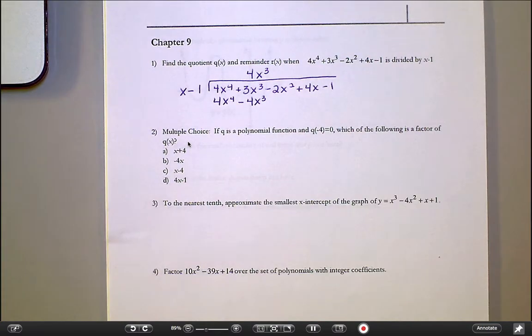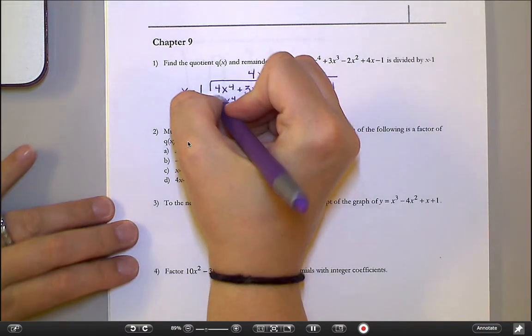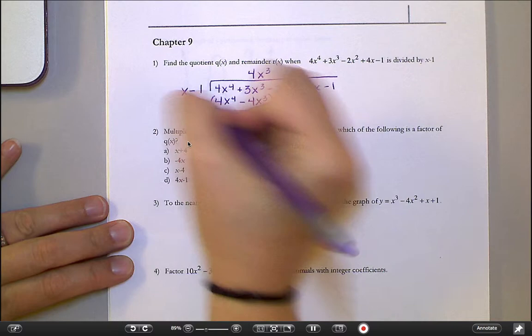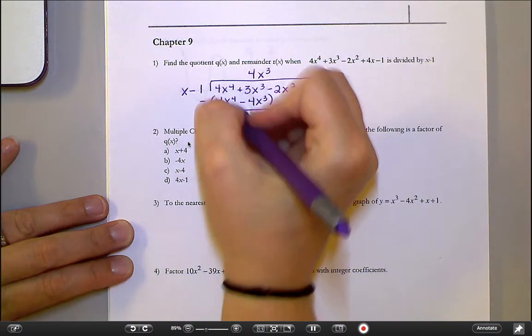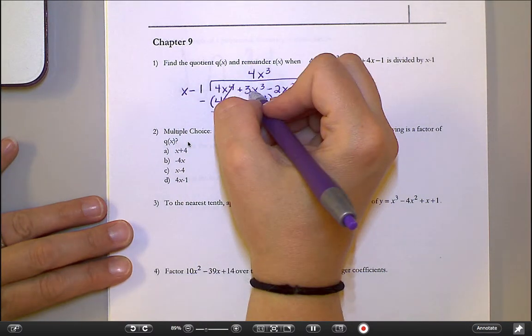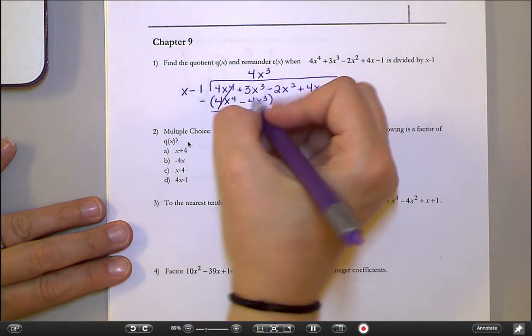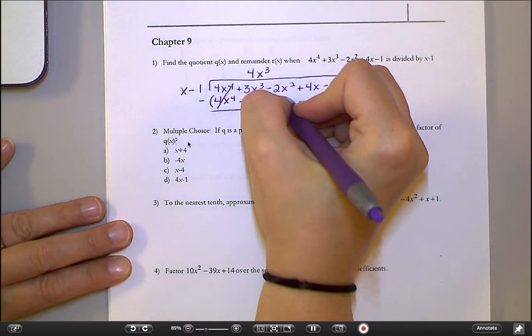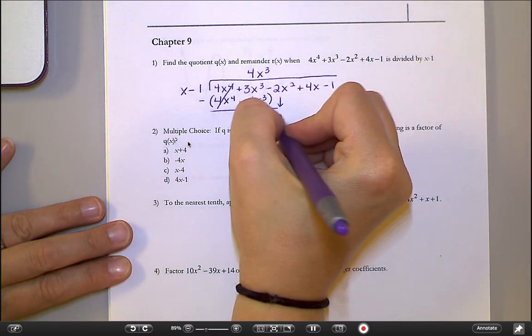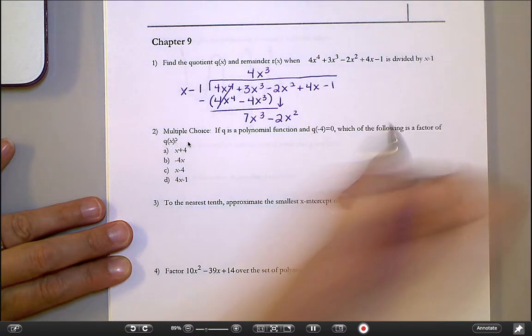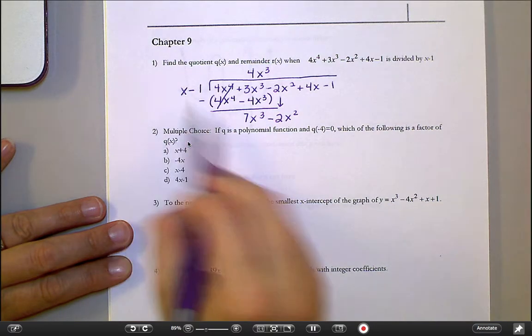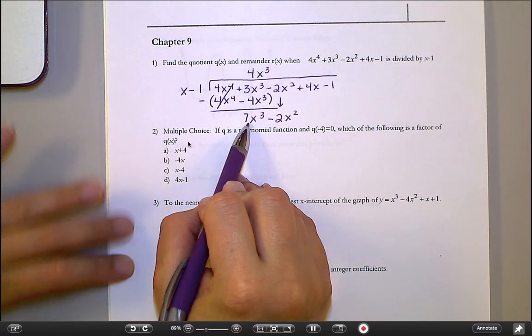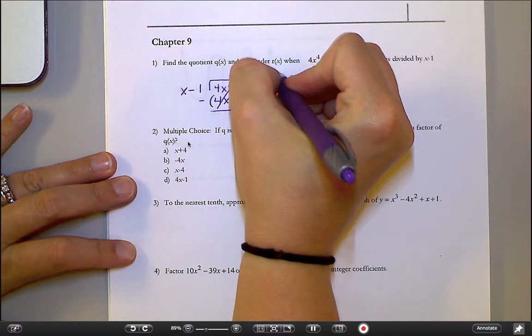Now the thing to remember about this next part is that what we're doing really is subtracting both of these. Okay? So this cancels out, and this is really 3 minus negative 4, which is 7x cubed. And then you want to bring down the negative 2x squared. And now we're going to repeat the process. So x times what makes 7x cubed? Well, that would be 7x squared.